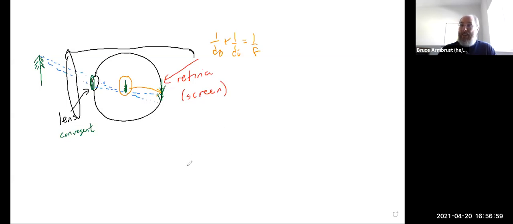So then let's think about a telescope or binoculars. So let's just go to a telescope. I'm going to draw a real basic one here.